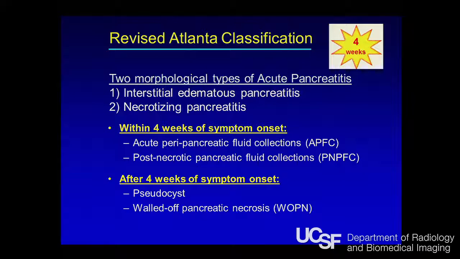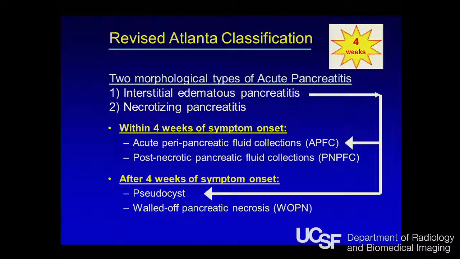So the first thing you have to know is that there are two morphologic types of acute pancreatitis. The first is the mild form, and this is the interstitial edematous pancreatitis, okay? This is the type that typically does not become infected. The second type is necrotizing pancreatitis. Now, when you look at the terminology for fluid collections, again, it's based on this 4-week dividing line.